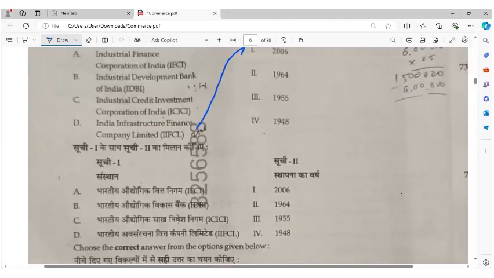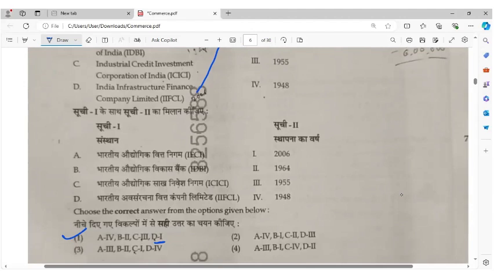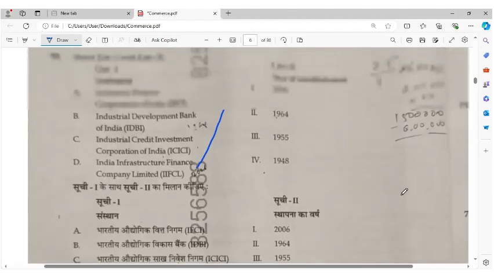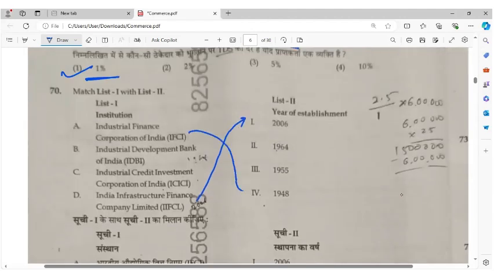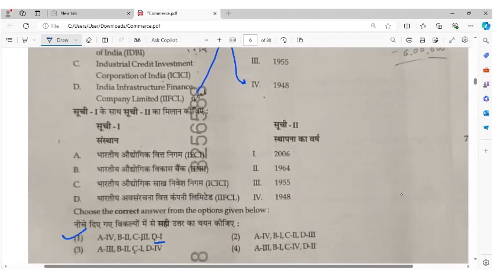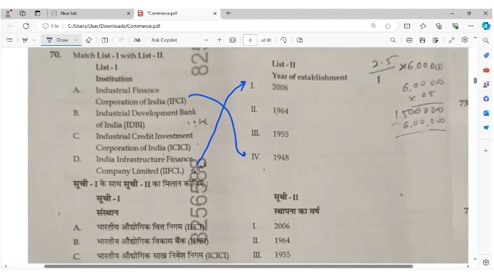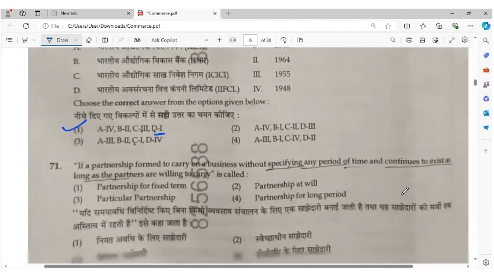And IFCI is established in 1948. IDBI is established in 1964, and you know that ICICI is 1955. So option number 1 is right over here.